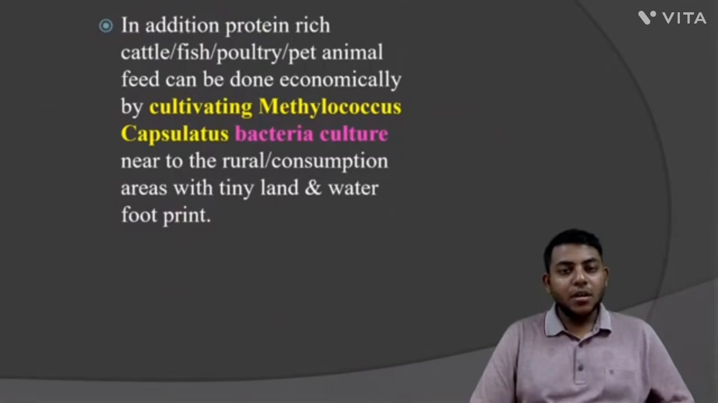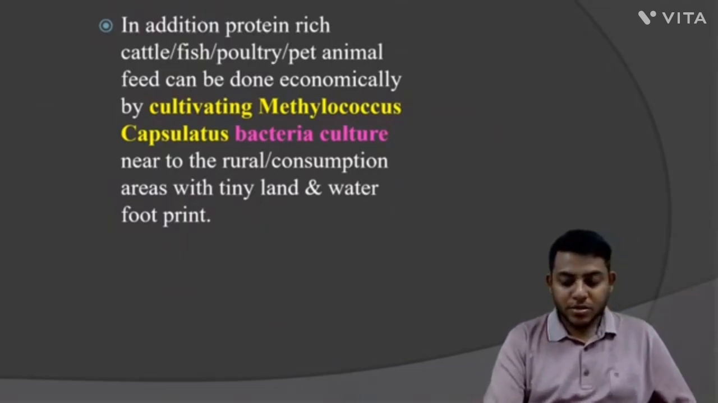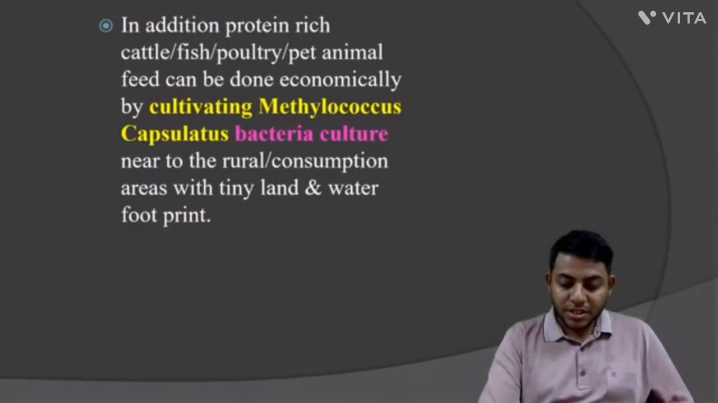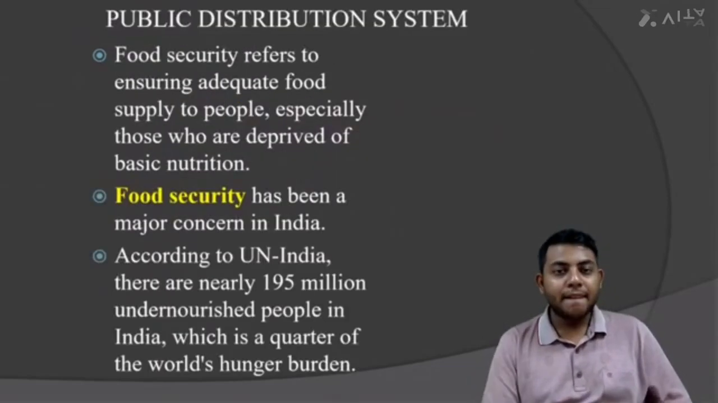In addition, protein-rich cattle, fish, poultry and pet animal feed can be produced economically by cultivating Methylococcus capsulatus bacteria culture near the rural consumption areas with a tiny land and water footprint. So that will also help in tackling climate change and in reducing the carbon footprint.